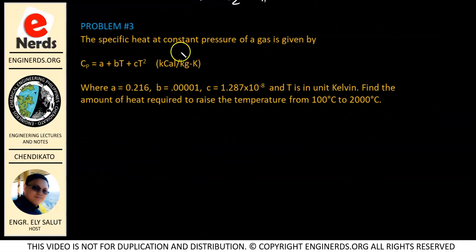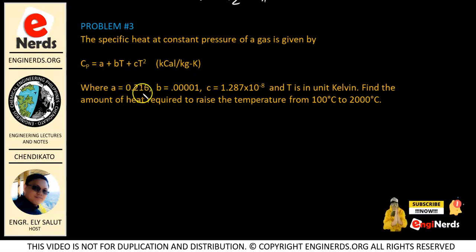The specific heat at constant pressure of a gas is given by Cp, which is equal to A plus BT plus CT squared, which is in kilocalories per kilogram per Kelvin, where A is equal to 0.216, B is equal to 0.00001, C is equal to 1.287 times 10 to the negative 8, and T is in unit Kelvin. Find the amount of heat required to raise the temperature from 100 degrees Celsius to 2000 degrees Celsius.